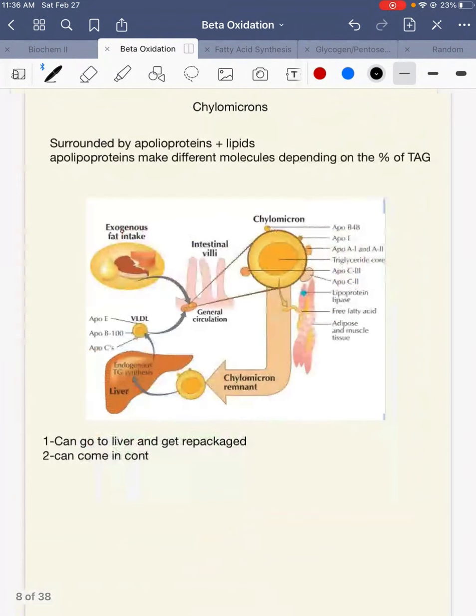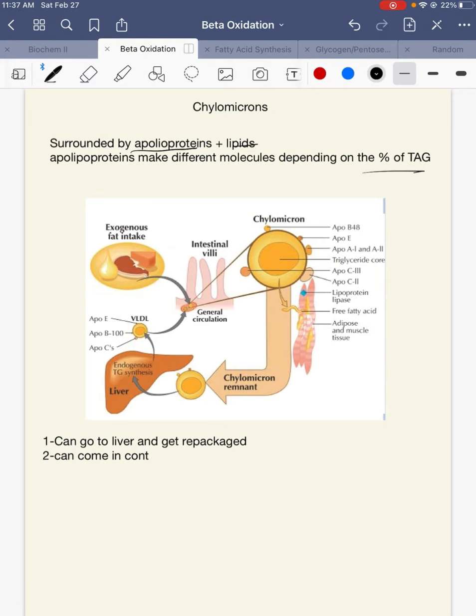So chylomicrons, like I said, they're surrounded by apolipoproteins and lipids. So apolipoproteins, you can have different types of apolipoproteins depending on the percentage of tags. So when we talk about cholesterol and then energy balance, you'll see that there is high density lipoproteins and then low density lipoproteins.